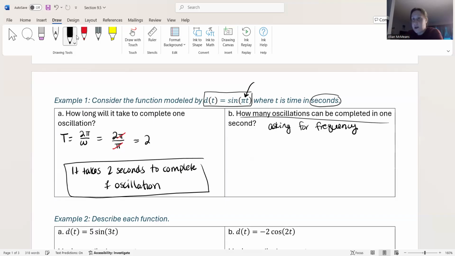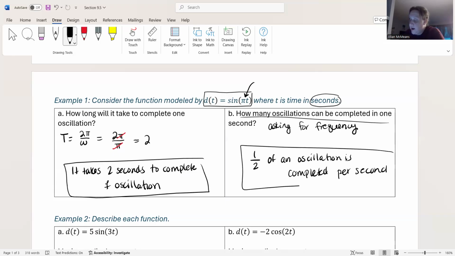And we know that if it takes 2 seconds to complete one oscillation, then in just 1 second, 1/2 of an oscillation has been completed. So you can always take your period and just find the reciprocal of it. So we would say 1/2 of an oscillation is completed per second. So please understand how we go about finding the period and the frequency and how they're related to one another.